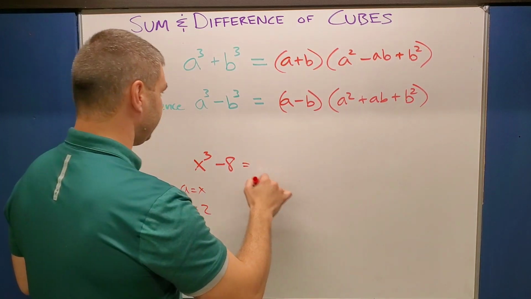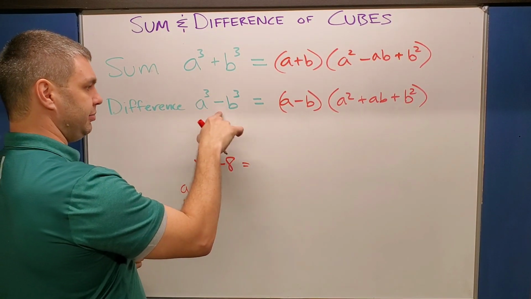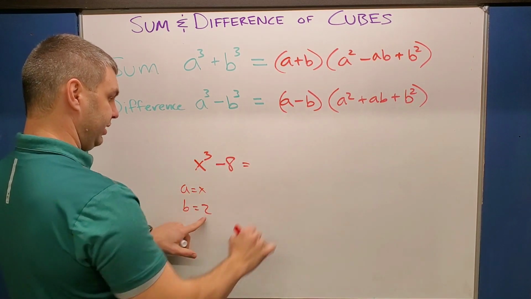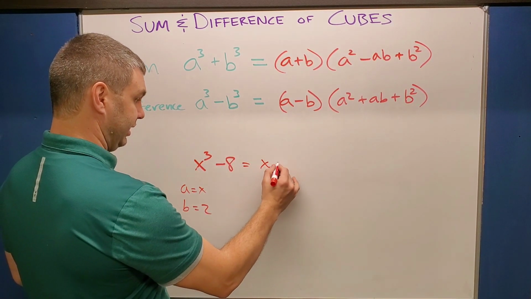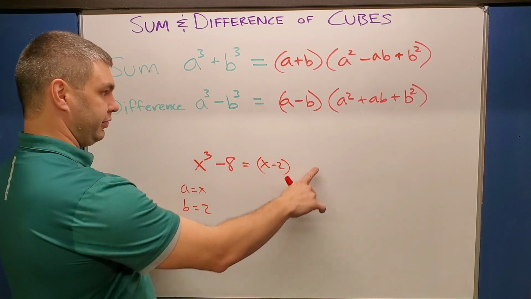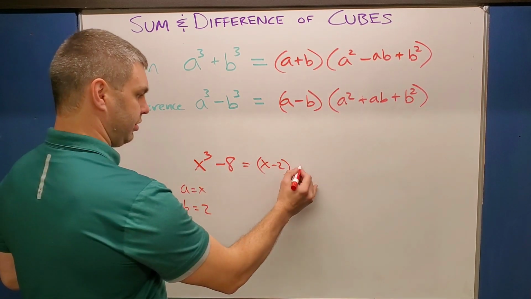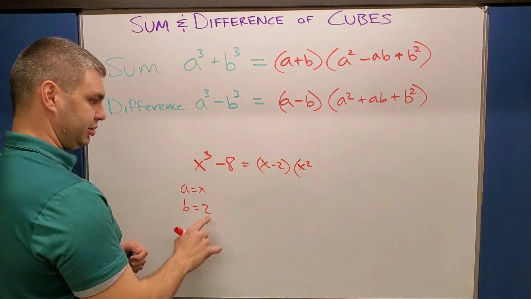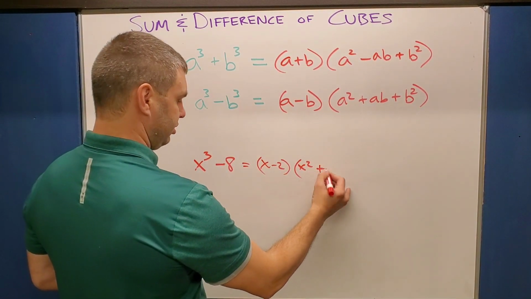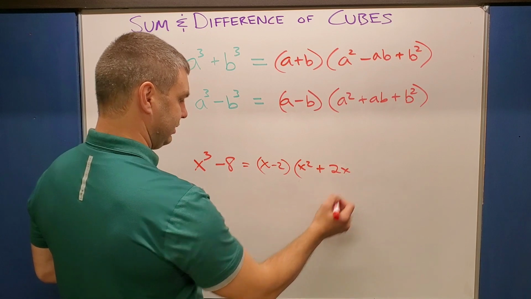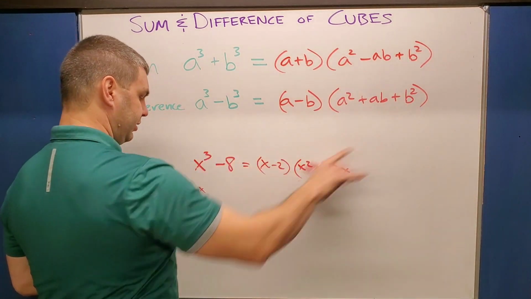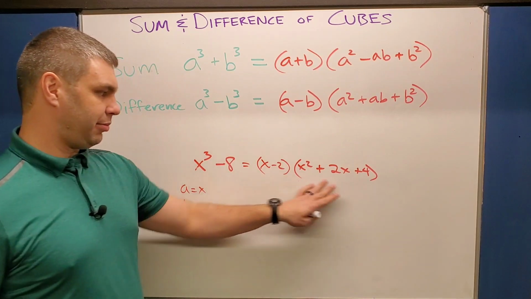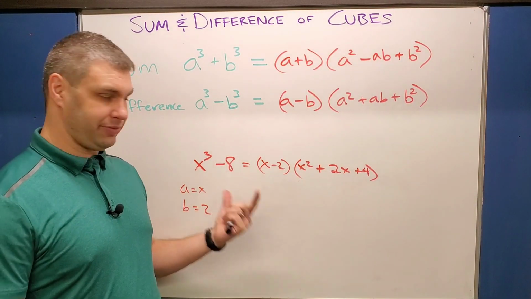For example, we have a to the third minus b to the third. If that's this one, then my a is x, my b is 2. So I'd say this is going to be x minus 2. And then over here, x squared instead of a squared, and a times b, well, my a is x, my b is 2, so I'm going to say plus 2x. And then my b squared at the end, that's going to be 2 times 2, which is 4. Okay, so we have something like this, and that's going to be a difference of cubes.